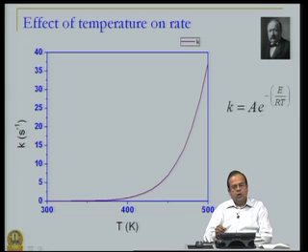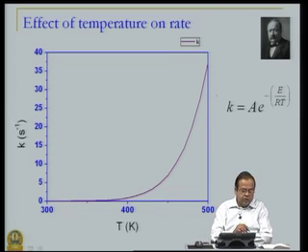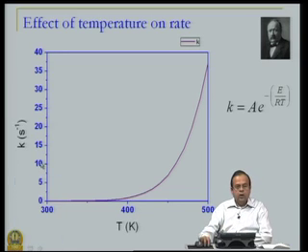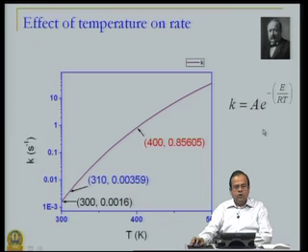Arrhenius, by using the arguments of activation energy, proposed that this relationship can be expressed in the form of k equals A e raised to minus E by R T. That is, the rate constant k is the frequency factor A times exponential of minus E, where E is the activation energy, R is the universal gas constant, and T is temperature.